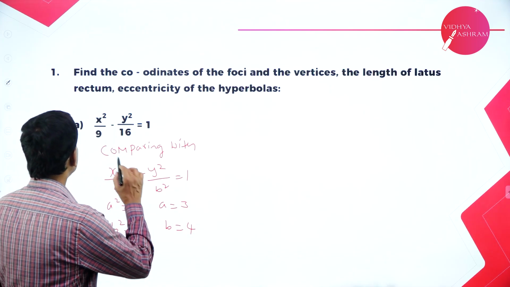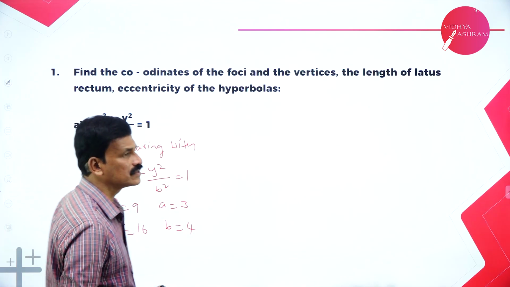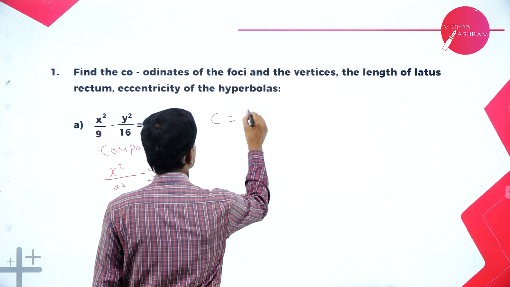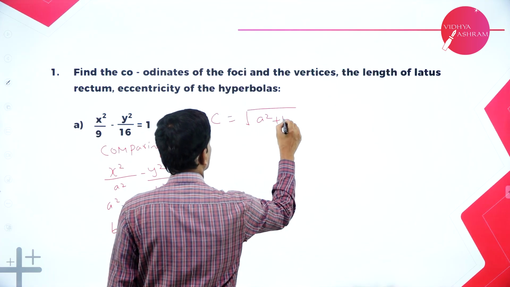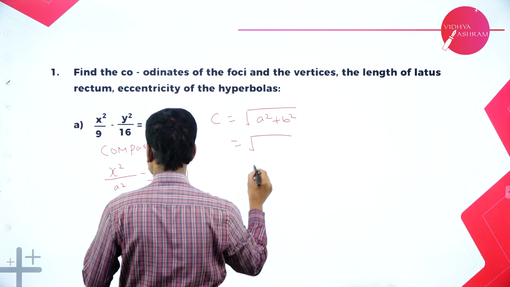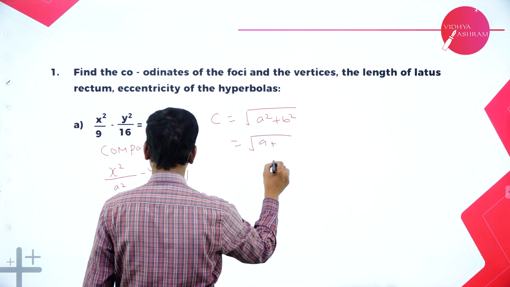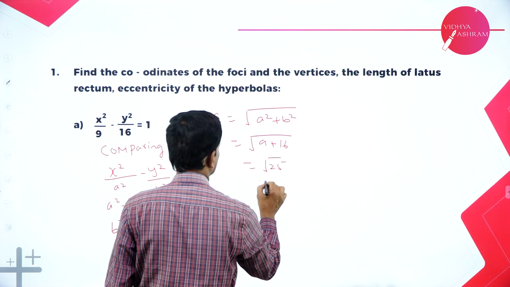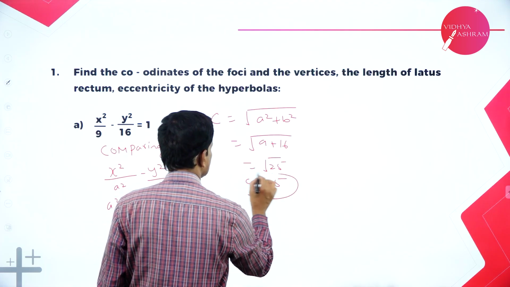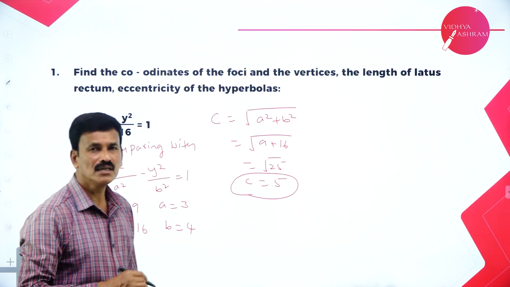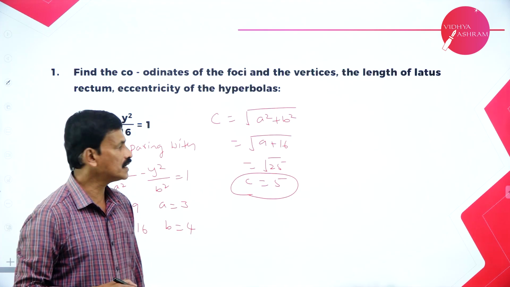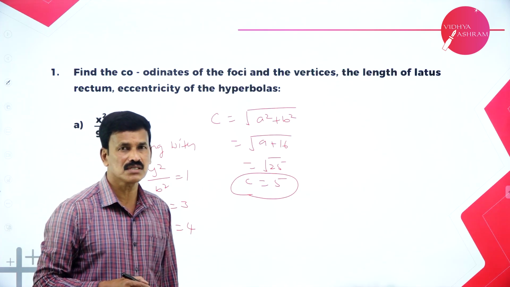Now, what is to find? Find the foci. First, find out c. c is equal to root of a square plus b square. What is a square? 9 plus b square is 16, root 25, square root of 25 is equal to 5. So, c is equal to 5.